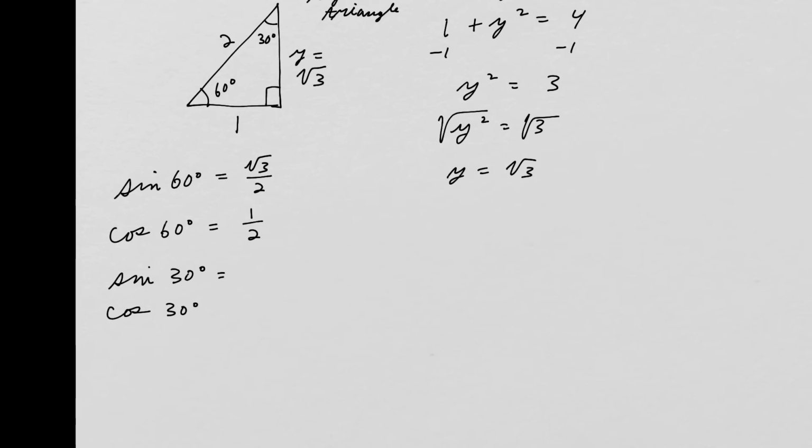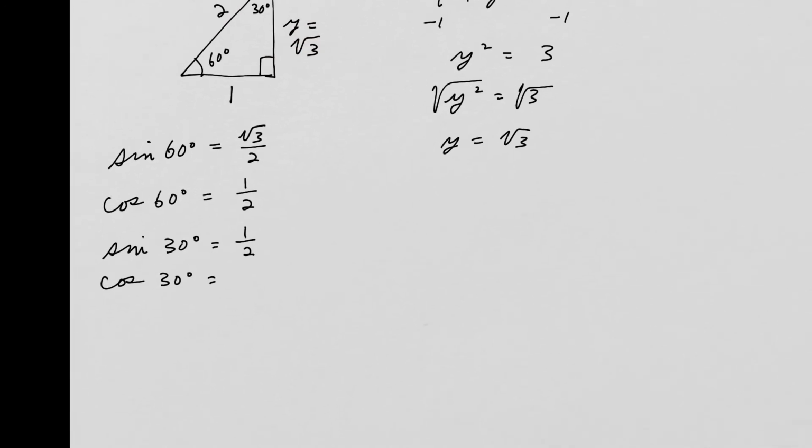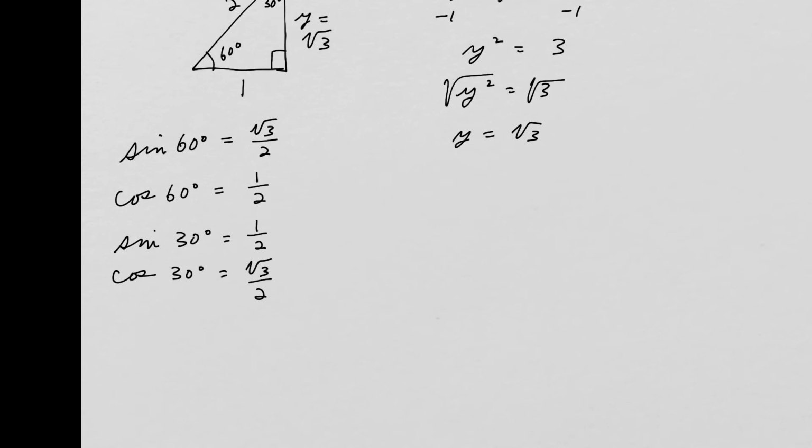Now what about 30 degrees? Now I have to look at this angle. Sine of 30 is opposite, which is the 1, over hypotenuse, so this is 1/2. And then cosine of 30 is adjacent, so radical 3 divided by 2. Those are the other really important special angles you should know: the sine and cosine of 60 and 30 degrees. Again, I'll box them in here.